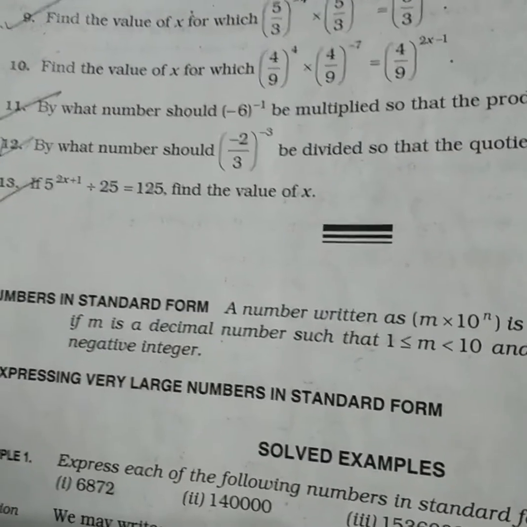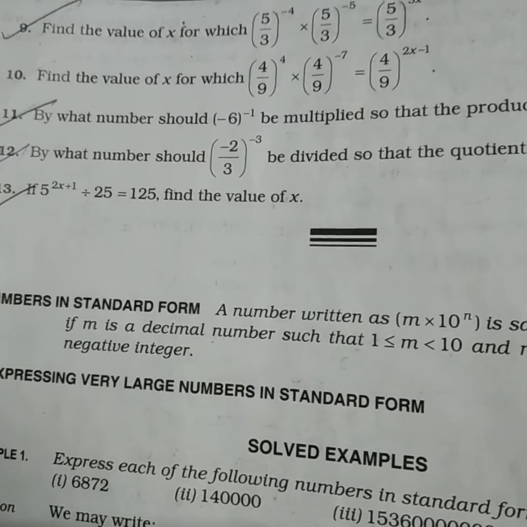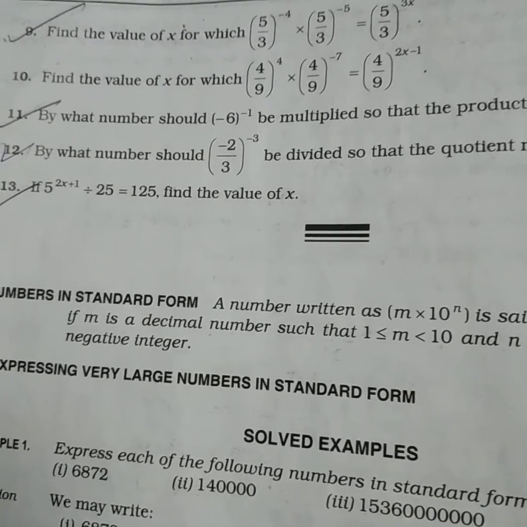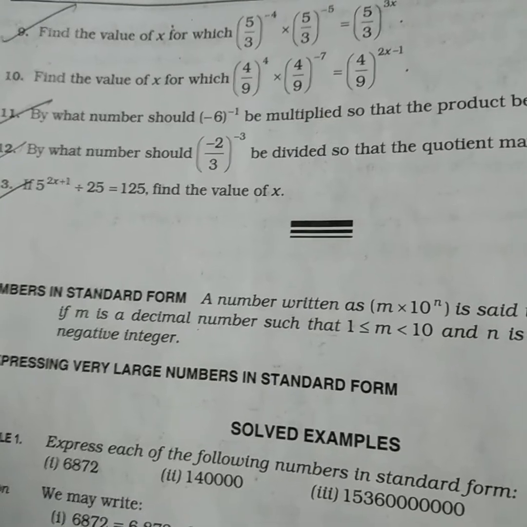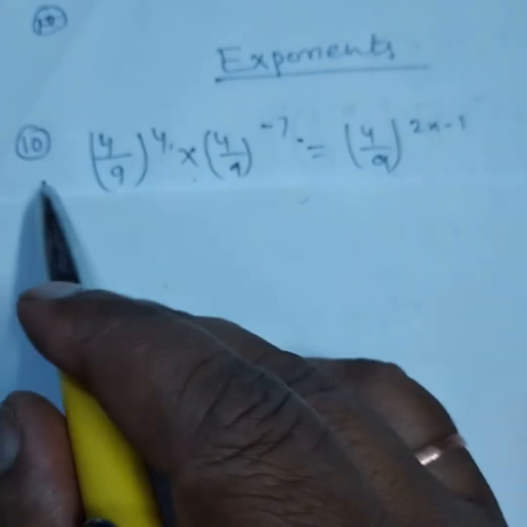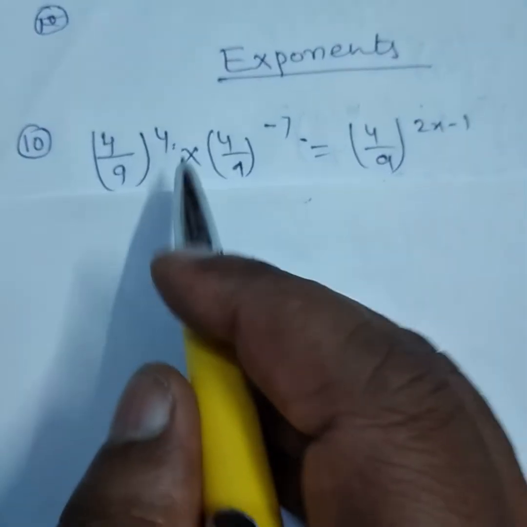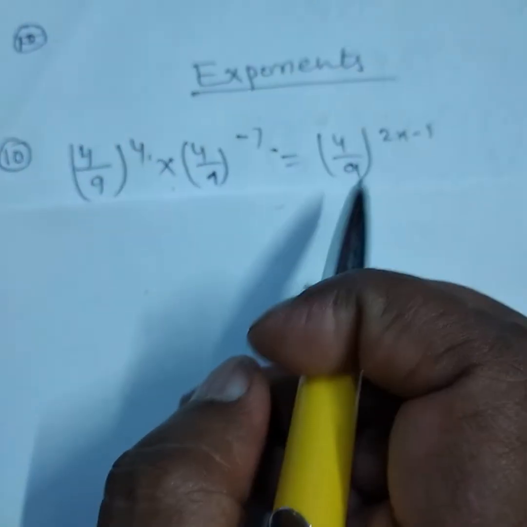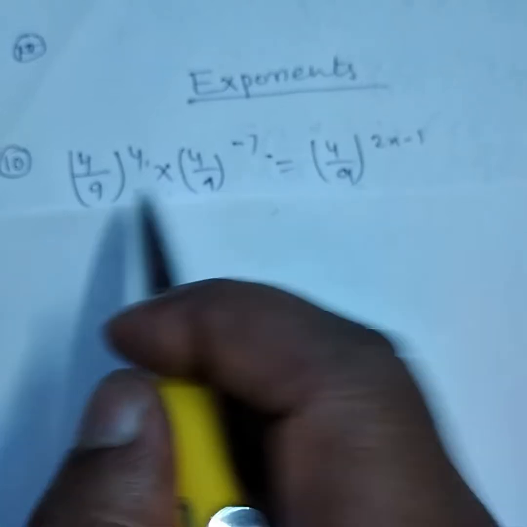Question number 10. Find the value of x for which (4/9)^4 into (4/9)^-7 equals (4/9)^(2x-1). This one is the question, children. 10. (4/9)^4 into (4/9)^-7 equal to (4/9)^(2x-1).